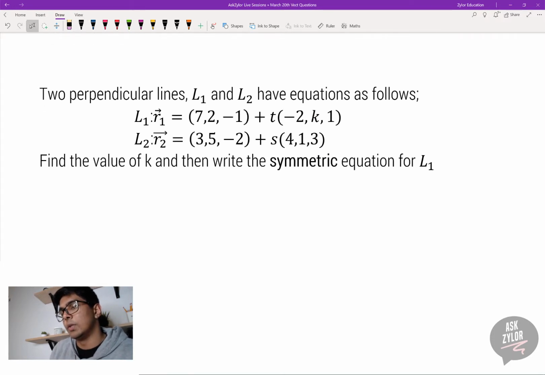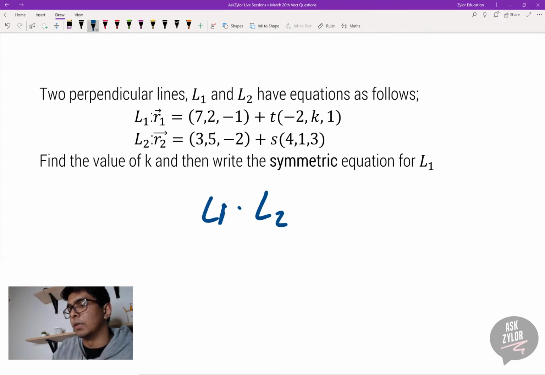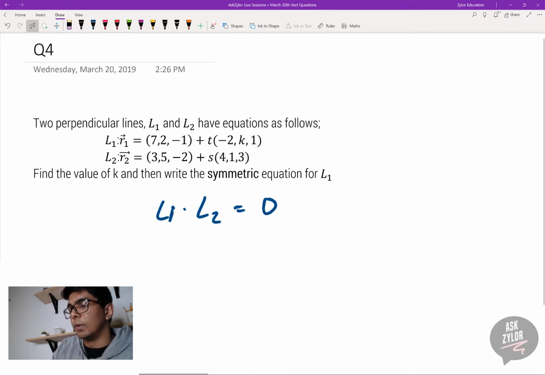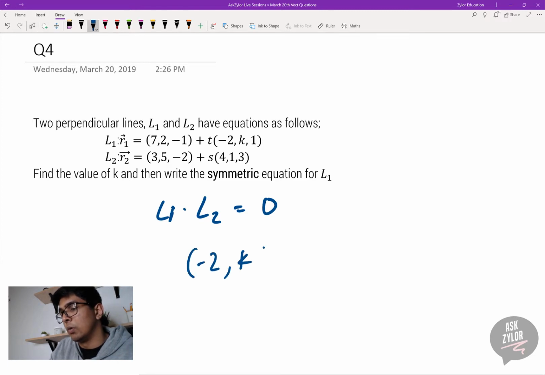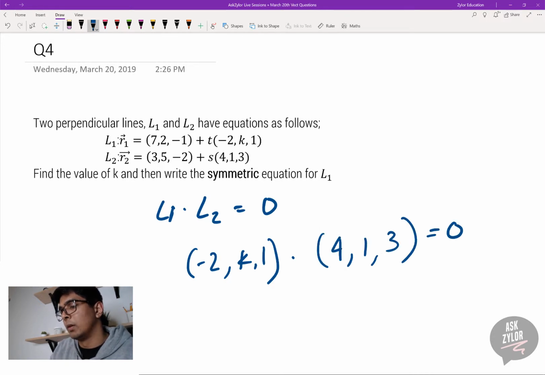So we should be using the information given to us pretty well, because the two perpendicular lines, L1 and L2, that's important, because what's the dot product of two perpendicular lines? It's going to be 0. So if I find the dot product of L1 and L2, it should give me 0. So I'm going to go ahead and do that. So I'm going to use the direction vectors as the vectors. So I have -2, k, 1, dot product of 4, 1, 3. It should give me 0.